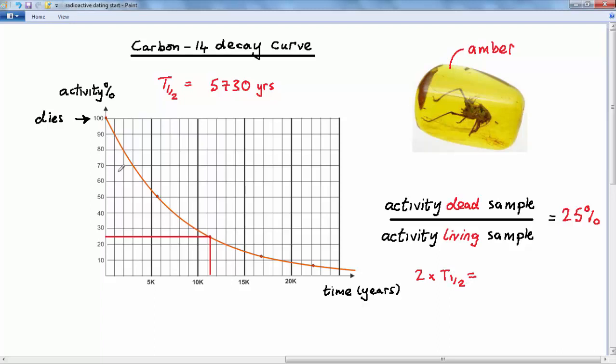then the age of this insect will be 2 times T half. Just spell that out again. We've got one half-life to 50% there, and then another half-life to 25% there. That's 2 half-lives equals 2 times 5,730 years, which will be 11,460 years. So we can say that that insect was flying around about 11,500 years ago until it unfortunately got stuck in a glob of tree resin, and that was the end for the insect.